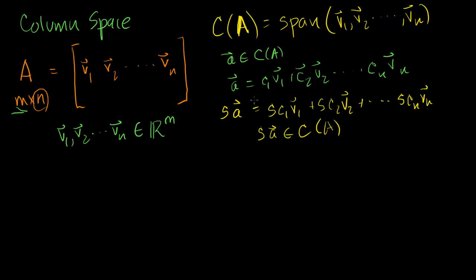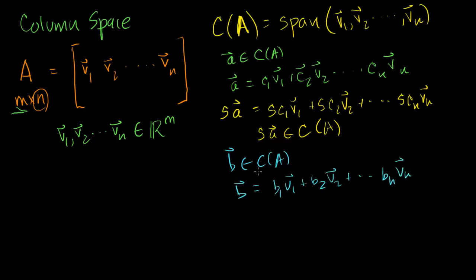So let's say A is a member of our column space. Let's say B is also a member of our column space, or our span of all of these column vectors. Then B could be written as B1 times V1 plus B2 times V2, all the way to Bn times Vn. And my question is, is A plus B a member of our column space, the span of these vectors? Well, sure. What's A plus B?